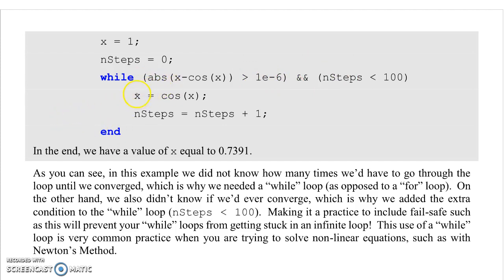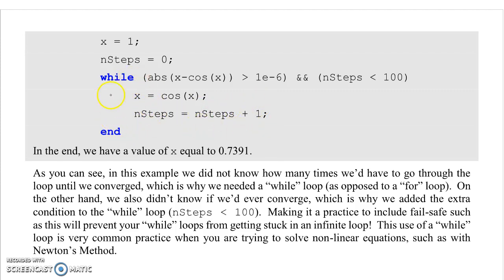So it enters into the while loop. The first thing it does is it says x equals cosine x. What that means is I'll take my initial value of x, 1, calculate the cosine of x, and then store that new value into this variable x again. Then after doing that, I increase the number of steps that I've taken by 1.